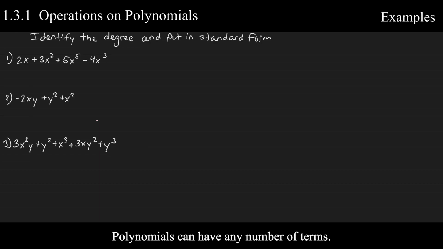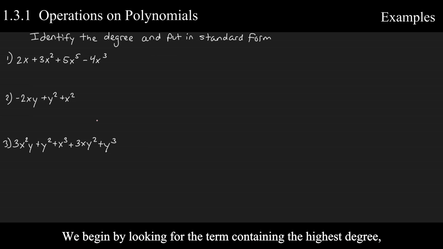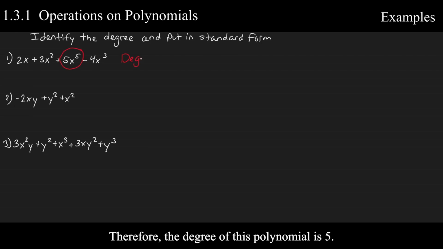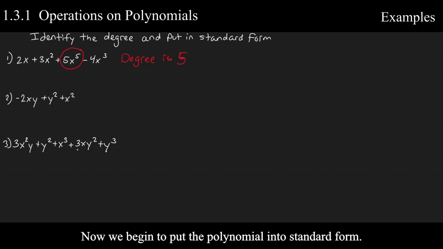Polynomials can have any number of terms. We begin by looking for the term containing the highest degree, which we see is 5x to the 5th power. Therefore, the degree of this polynomial is 5. Now we begin to put the polynomial in standard form.